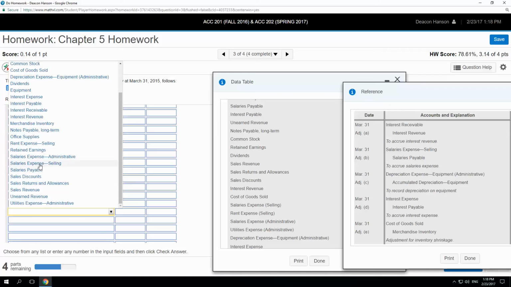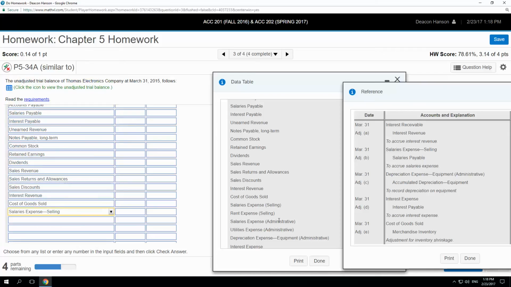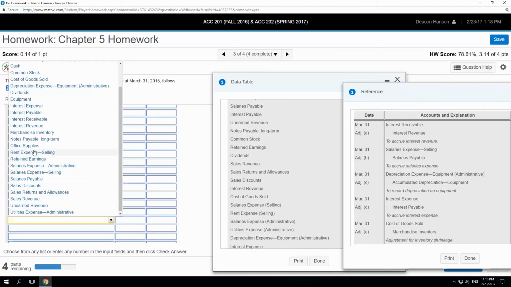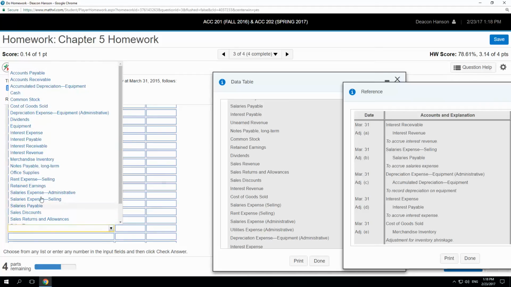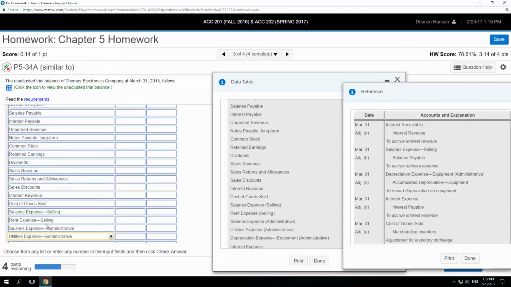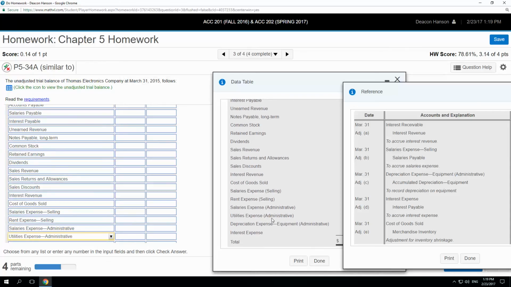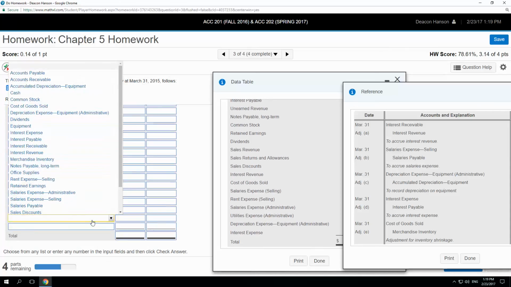Selling, right? Rent expense selling. And we go to administrative, so we got salaries expense administrative and rent expense. No rent expense for administrative. Utilities expense administrative. Depreciation expense. And then interest expense. Okay.